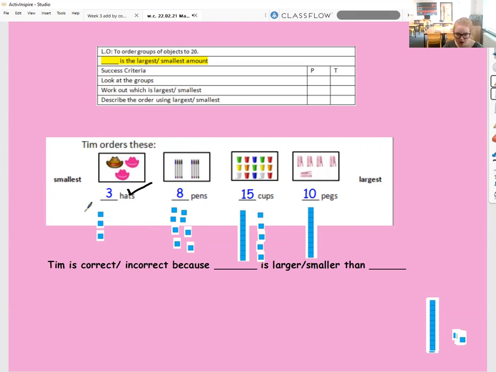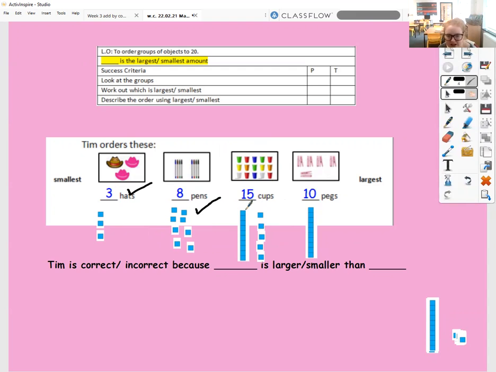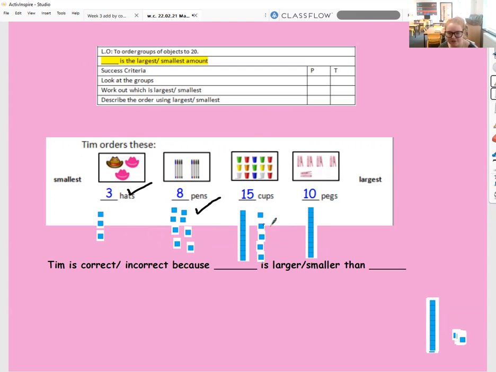So we know that 8 is larger than 3. Is 8 smaller than 15 and 10? Well, 8 has 0 tens and 15 has 1 ten and 10 has 1 ten. So 8 is smaller than 15 and 10 and larger than 3. So 8 is in the correct place. 15. 15 has 1 ten and 5 ones. Is that bigger than 8? Is that larger than 8?